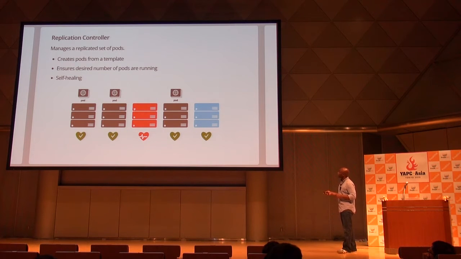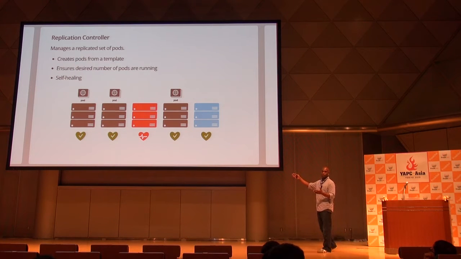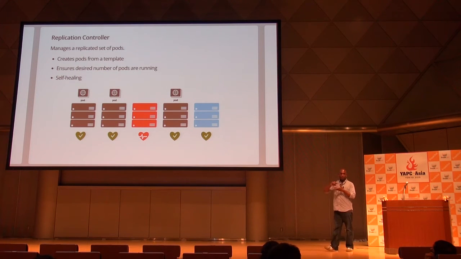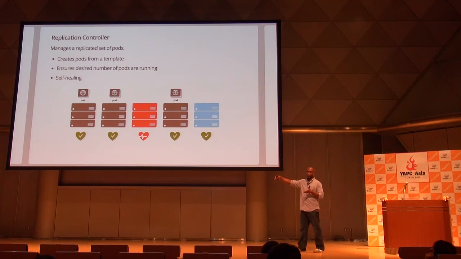Replication controllers also provide self-healing. So if one of the nodes were to die, the pod will be rescheduled to another machine. So this is a coordinated process. The replication controller notices that a machine has died. It creates a new pod from a template, and a scheduler finds the next best server to run that particular pod.